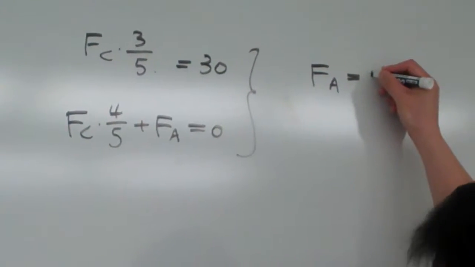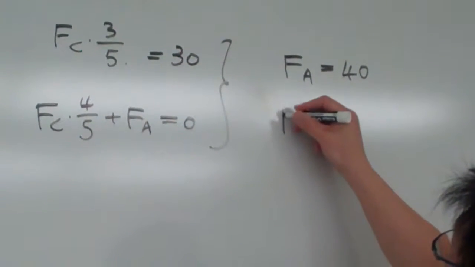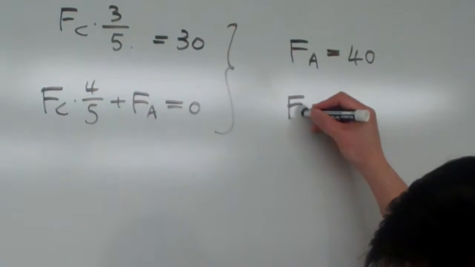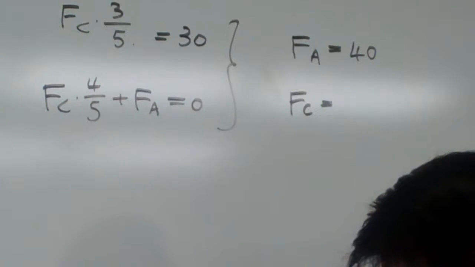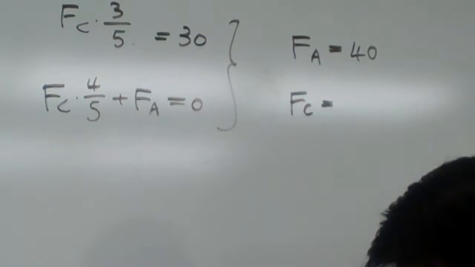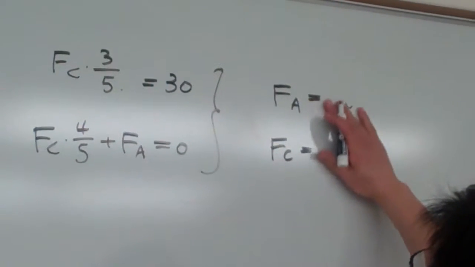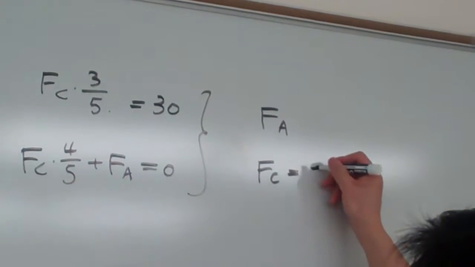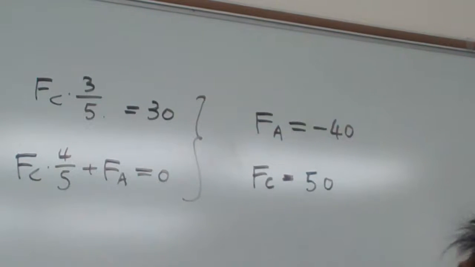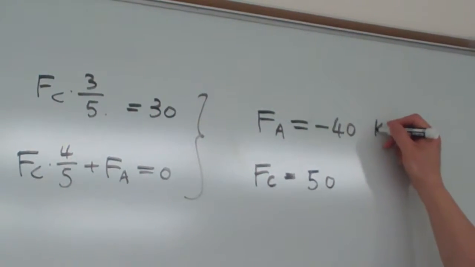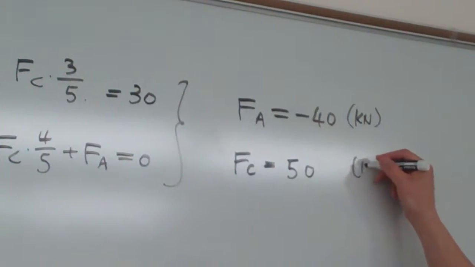Fa is 40 and Fc equal to 50 and Fa equal to minus 40. Okay, and remember the unit is in kilonewtons.